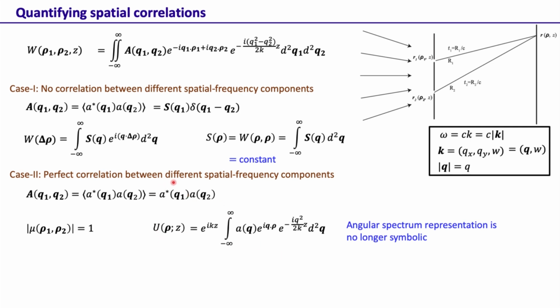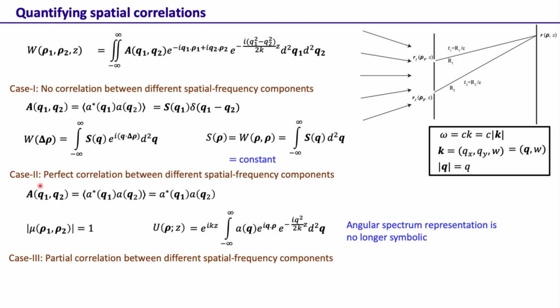But when there is perfect correlation between different frequency components, then the field representation is no longer symbolic, it is the actual Fourier representation. This is the same as we saw in the case of time as well. And again, we can have the most general case when there is partial correlation between different spatial frequency components, and of course in real life you never see this.